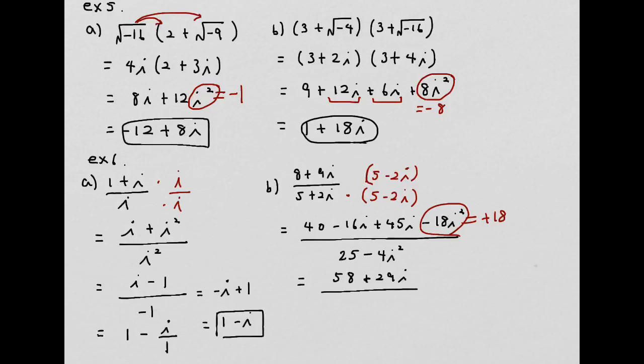For the denominator, you're doing 25 plus 4. Why is it plus 4? Because i squared is -1. -4 times -1 is positive 4. So then you get 29. This is the same as 58 over 29 plus 29i over 29. So this gives you 2 plus i.